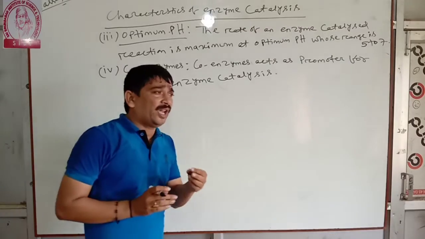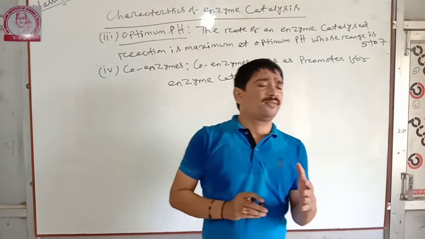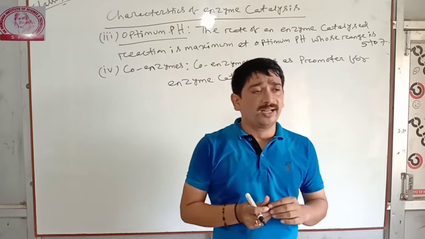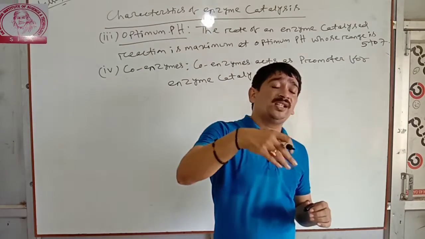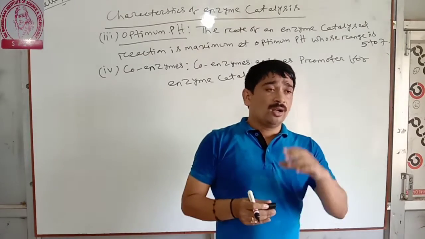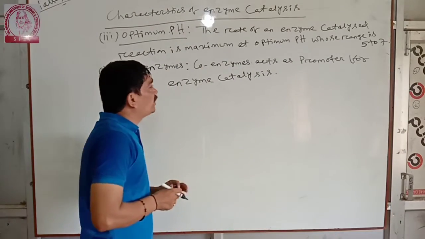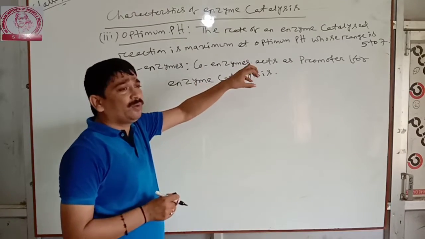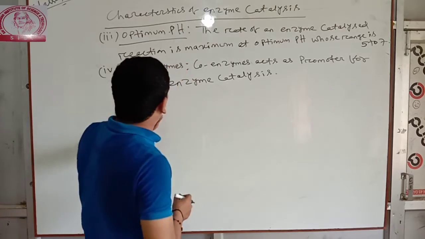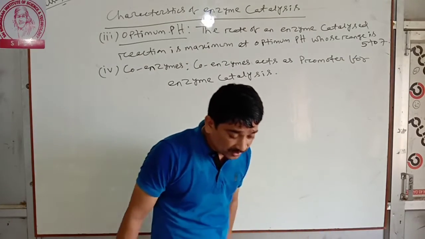So what is a promoter? As you know, a promoter is a substance which increases the efficiency of a catalyst. A substance that decreases the efficiency of a catalyst is called an anti-catalyst or catalytic poison. Similarly, here coenzymes act as promoters that increase the efficiency of enzyme catalysis.